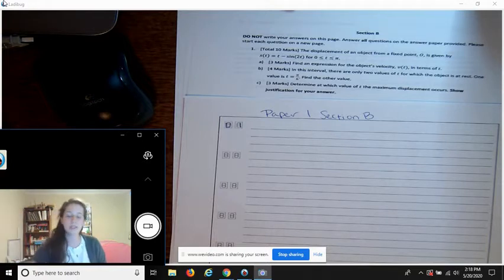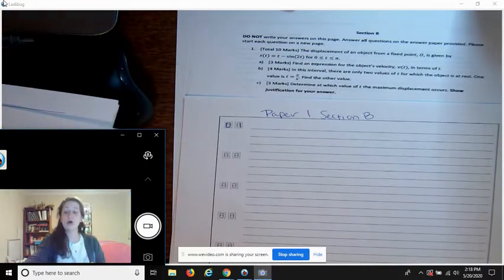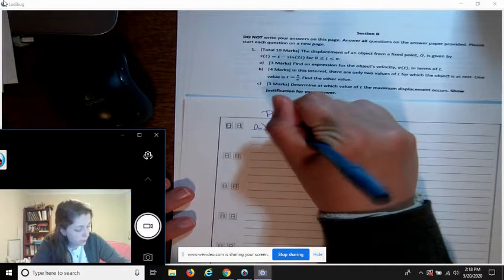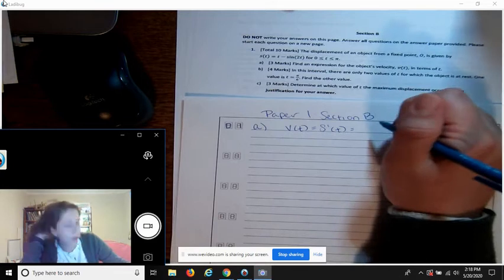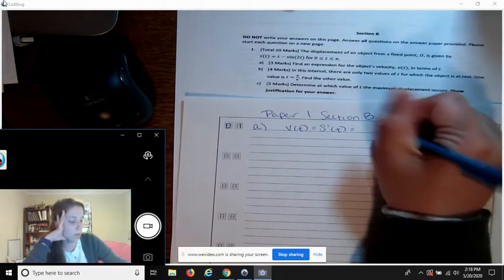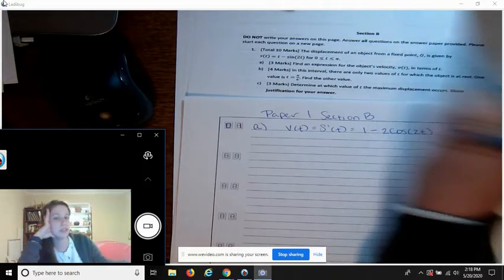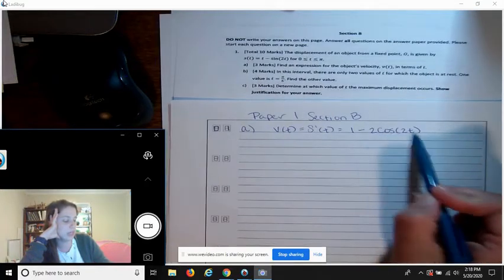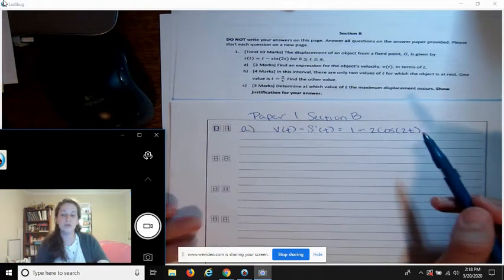So we're given S, which is position, and we're looking for v, which is velocity. And so all we have to do is take the derivative. So for part A, we know that v of t is equal to s prime of t. And so when we take the derivative of that s function, we should get 1 minus 2 cosine of 2t. Okay, we used the chain rule there. So we took the derivative of sine, which gave us cosine of 2t, and the derivative of 2t is 2. We stick that out front. Okay, so that should be your v of t.